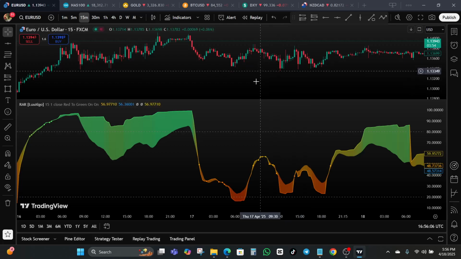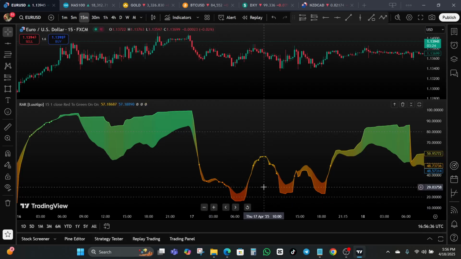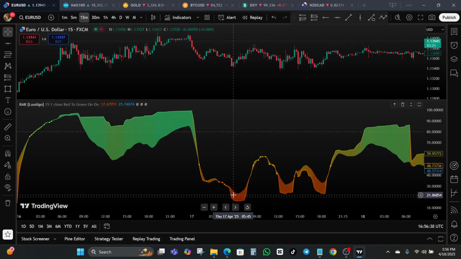The Rainbow RSI by LUX Algo is an enhanced version of the traditional relative strength index, a popular momentum indicator. But what makes the Rainbow RSI unique is the addition of color-coded bands that visually represent overbought and oversold levels. All right? So this makes it easier for traders to spot trends, reversals, and market conditions at a glance.